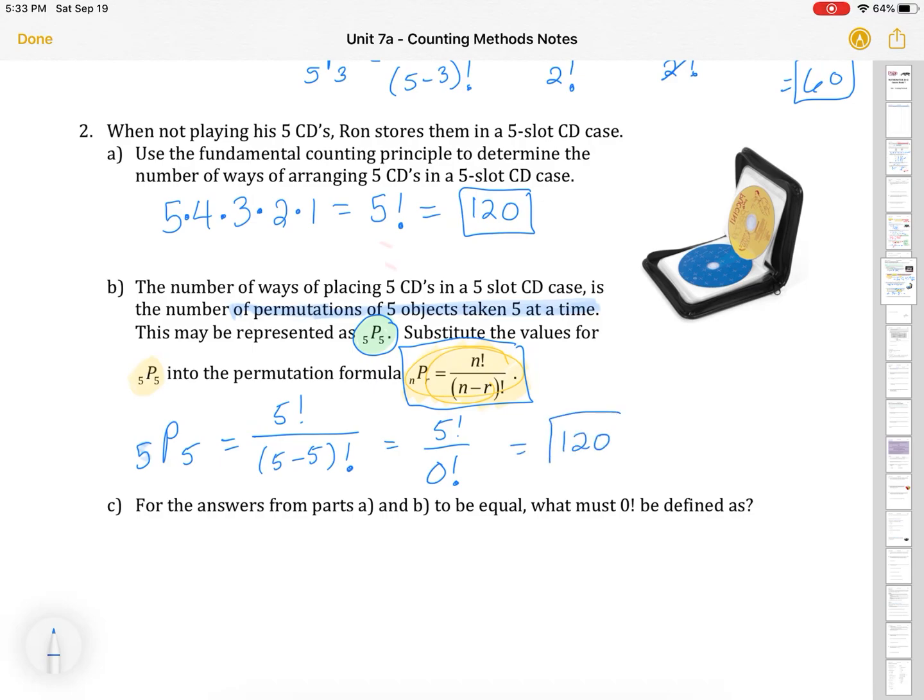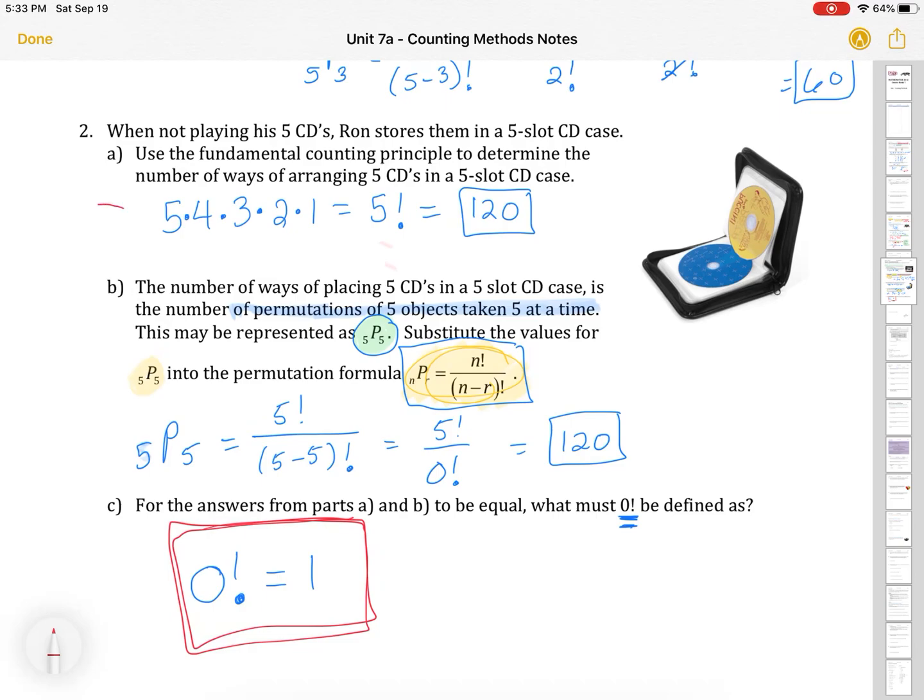Now here's an interesting thing. Put that in your calculator and divide, and you're going to get 120. You may say, but miss, we have a 0 on the bottom. Well, for the answers in part A, B, and C to be equal, what does 0 factorial have to equal? 0 factorial has to equal 1. You have to remember that. So 0 factorial equals 1.